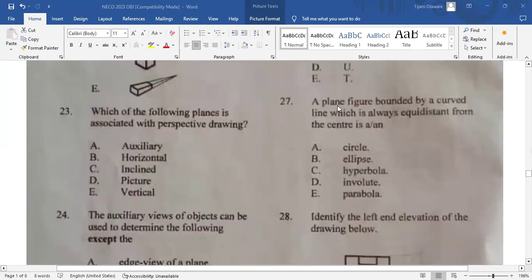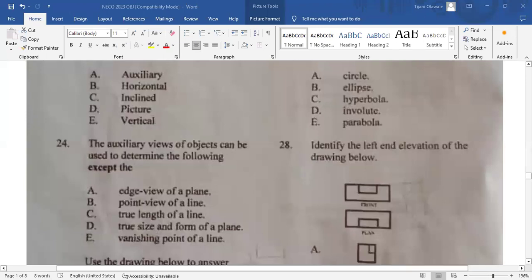It says that a plane figure bounded by a curved line, which is always equidistant from the center, is a... option E. It's always equidistant from the center. So the answer is option E.